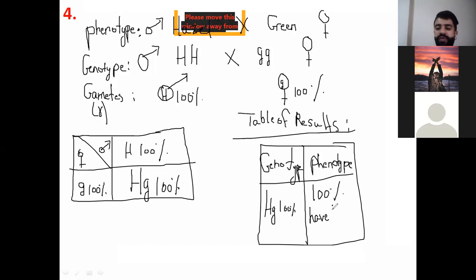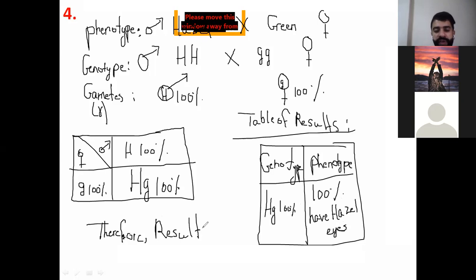So here they said to verify the results. What do we write at the end? Therefore, results are verified. Very good. Don't forget this. Whenever they say to verify the results, you have to say, therefore, results are verified. Don't forget to write this.